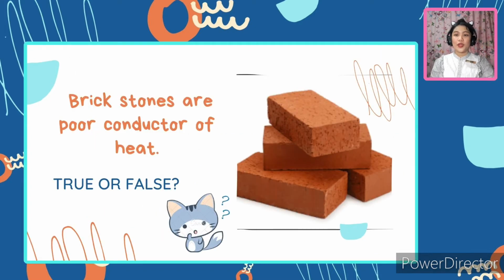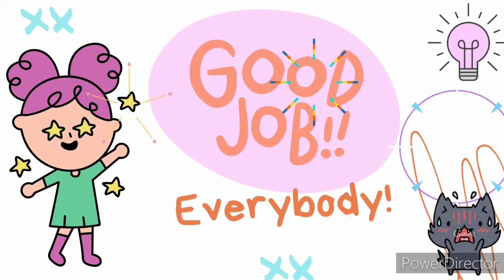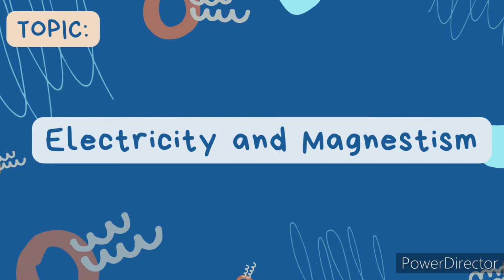Last item. Brick stones are poor conductor of heat. True or false? False. The correct answer is brick stones are a good conductor of heat. Good job, everybody! Okay, class, I think you are ready for our topic for today, which is electricity and magnetism.